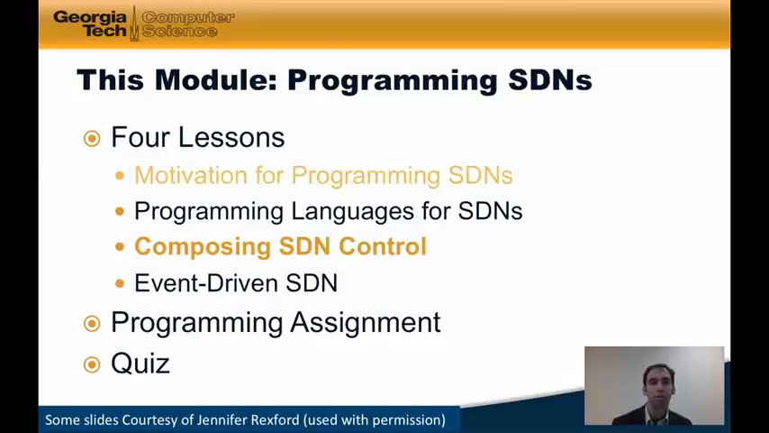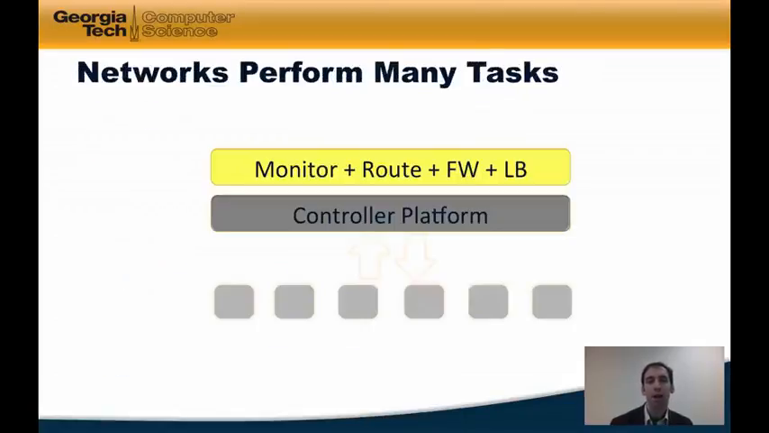Networks perform many tasks, and if we think about how we might write an application that sits on top of an SDN controller that performs the wide variety of network tasks that an operator might want to perform, we might first consider writing a single monolithic application that performs all of those functions together. For example, the application might monitor or count the traffic volumes for particular traffic flows. It might route the traffic to different locations. It might apply firewalling policies, and it might also try to load balance the traffic across different servers.